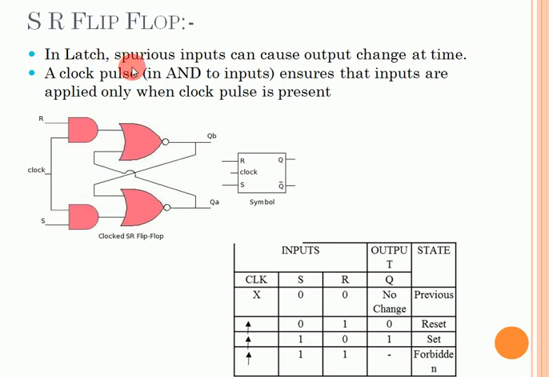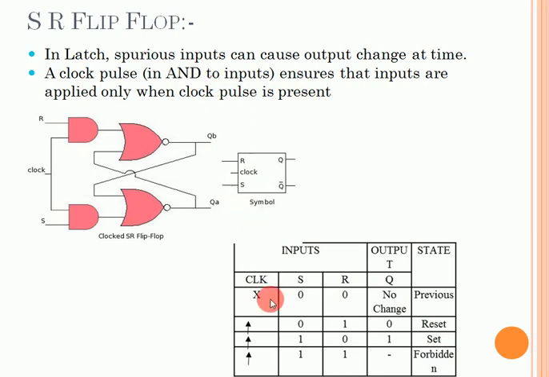SR flip-flop. Basically latch and flip-flop are the same things. Both are memory devices. We can store a single bit in a latch as well as in a flip-flop. The major difference is that we provide the clock pulse to the inputs of the flip-flop. Here we can see in the circuit diagram we have S and R, two inputs with a common clock pulse, and we have the two outputs Q and Q bar.